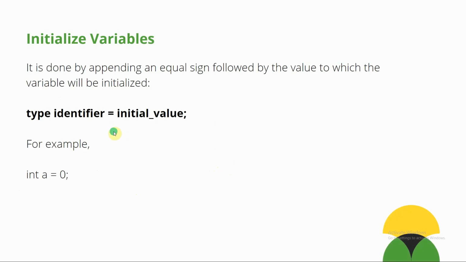For initializing variables, you can do it by appending an equal sign followed by the value to which the variable will be initialized. So in this example, type identifier equals initial value. So int identifier a equals 0, where the initial value is 0. Usually the initial value is the starting value. For example, if you have mathematical equations to be used in the program, then you can have an initial value of 0 as its starting value.